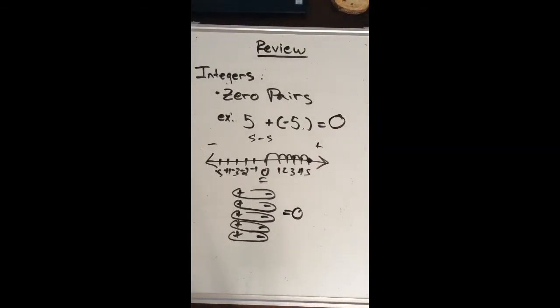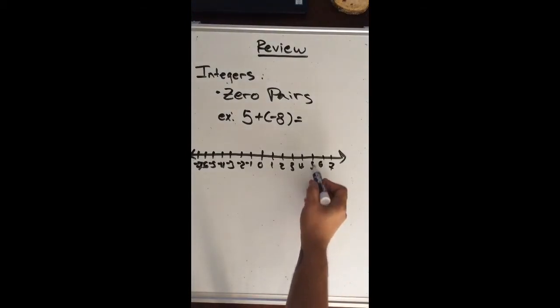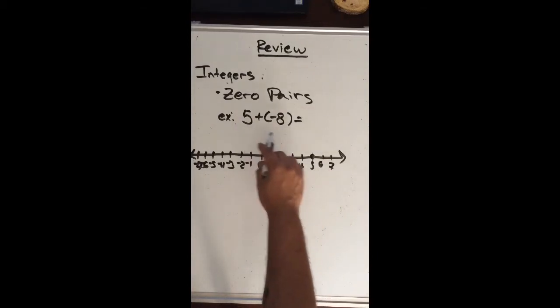So it makes sense. 5 plus -5 in two different ways gave us the answer 0. What if we have a more complicated equation like this one? +5 plus -8. Well, let's try and use our number line first. Let's start here at +5. And remember, we want to add -8.